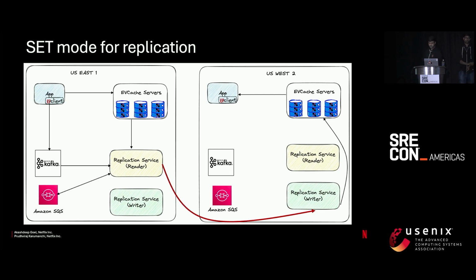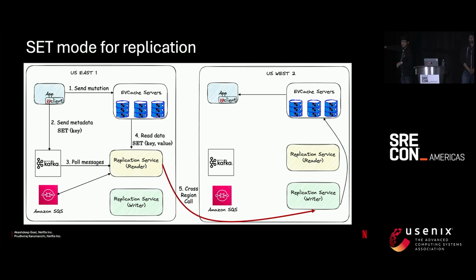In the set mode, your application in the source region sends a mutation or a write call to the source EVCache cluster. And at the same time, there is a library in the EVCache client which sends that call to the Kafka library. This is all happening in the source region. Once that happens, we have a replication service built in-house which dequeues that message from Kafka in the source region and sends a cross-region network call to the target region, where the replication service is deployed as a writer.